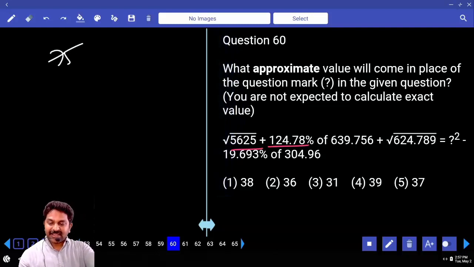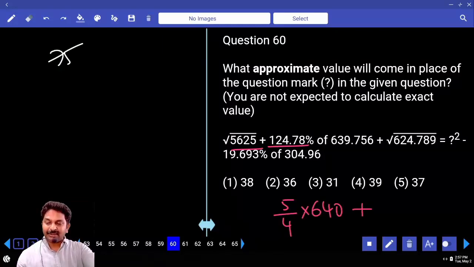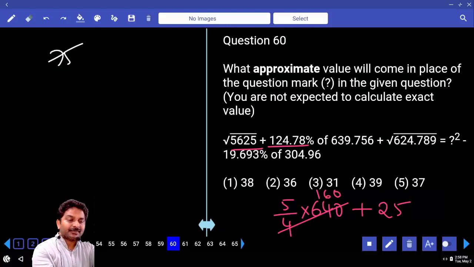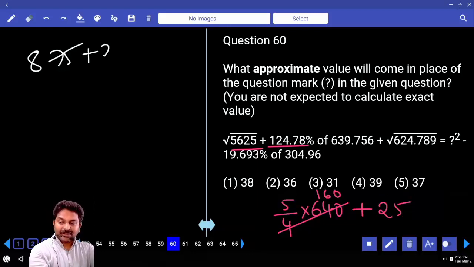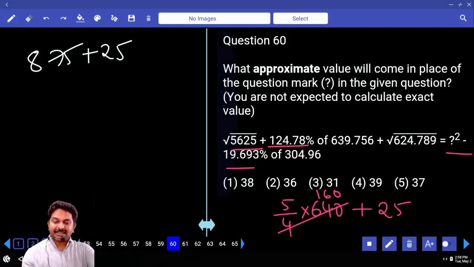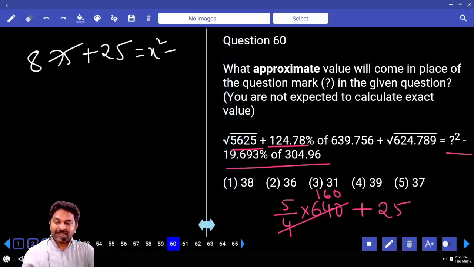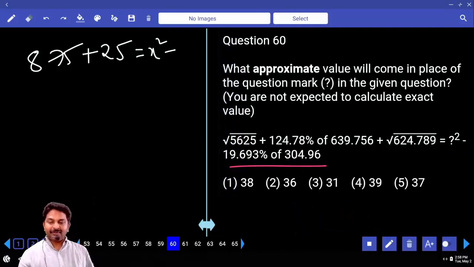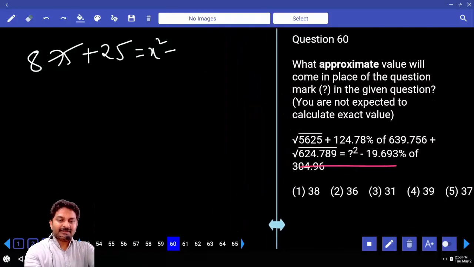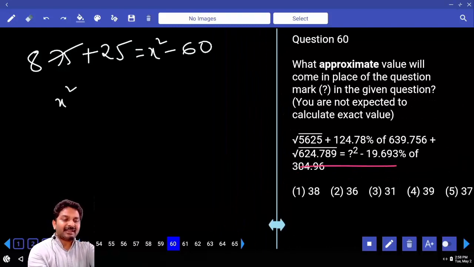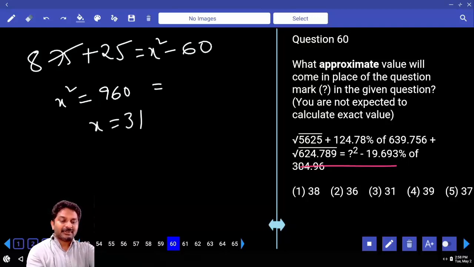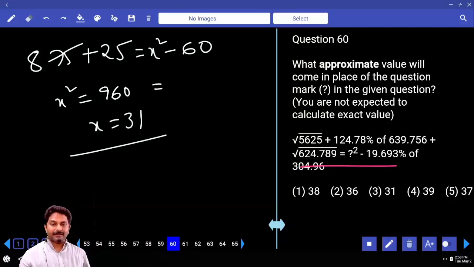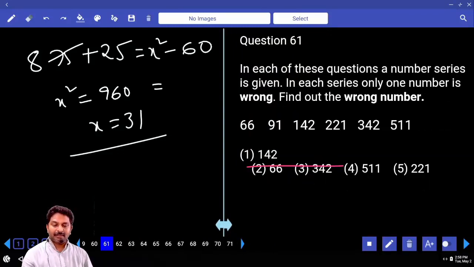75. 125%. Can I write it as 5 by 4 upon 640 plus under root of 625, 25. For how many times? 160, 5 times. 800 plus 25. X square minus 20% of 305 only. 20% of 300 approximate, 60. Then x square is equal to 960. Then x is equal to 31. Yes? Right, isn't it?